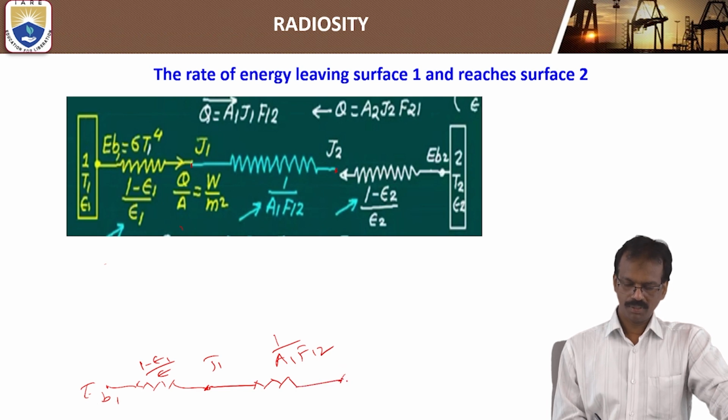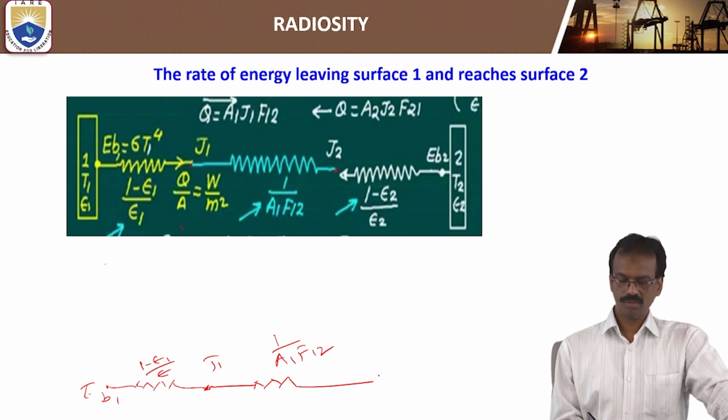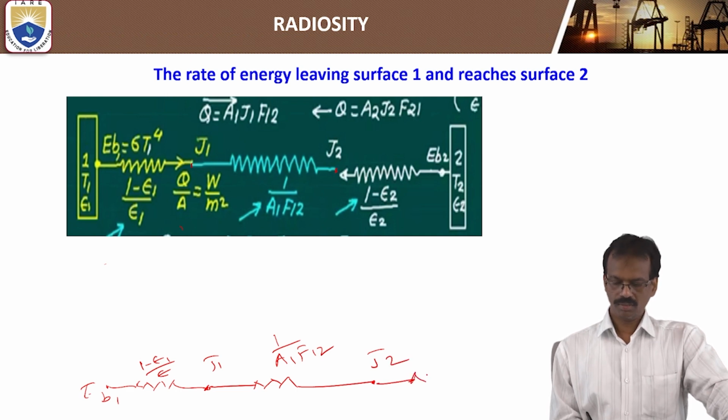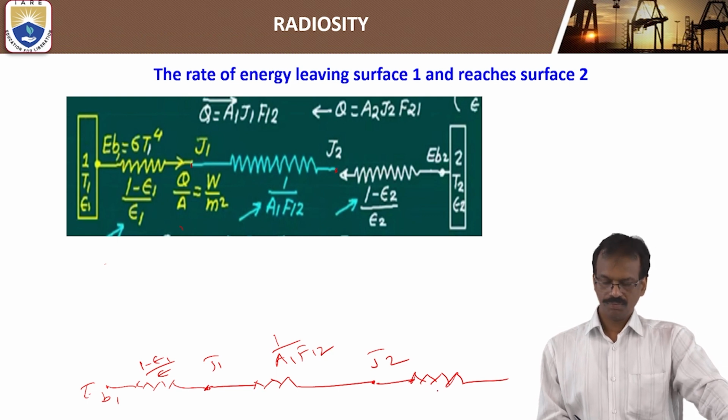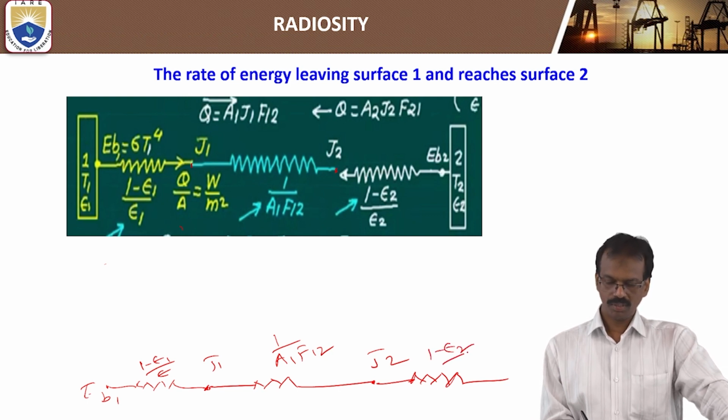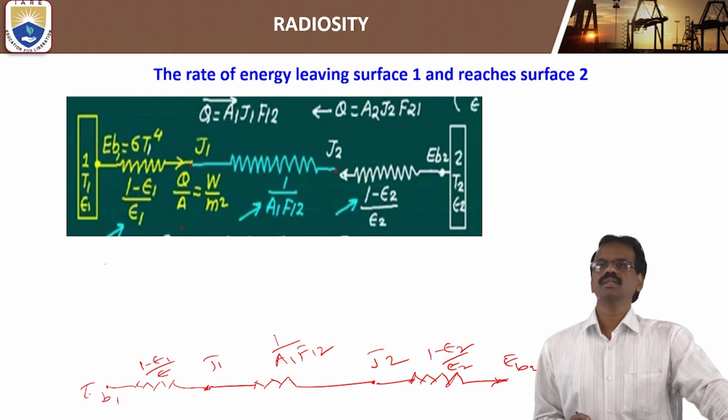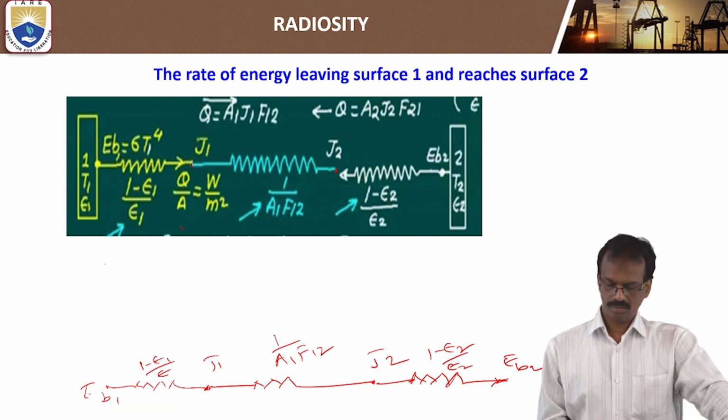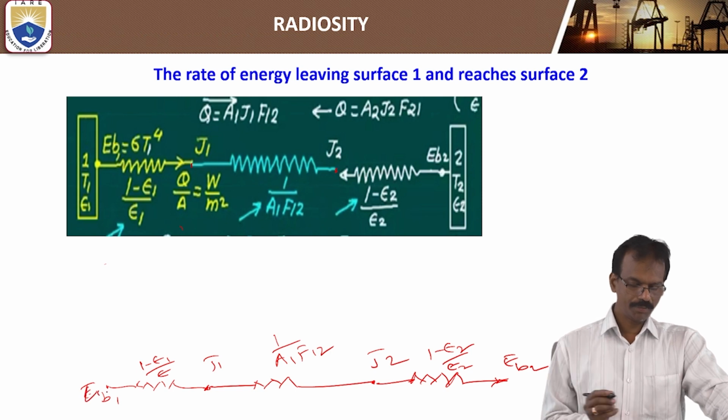So this is the space resistance. This one is J2, the radiosity. Then this is the surface resistance of surface 2, 1 minus epsilon 2 by epsilon 2. Then this is EB2, the emitting energy of the body 2. So this is EB1.